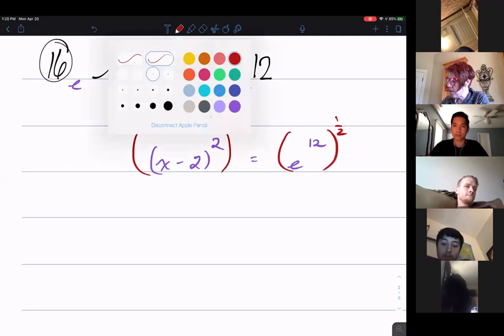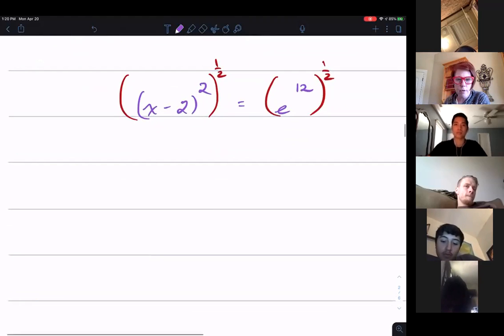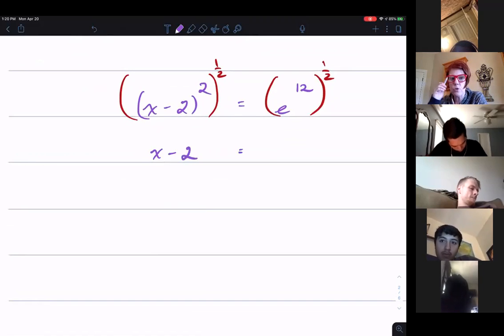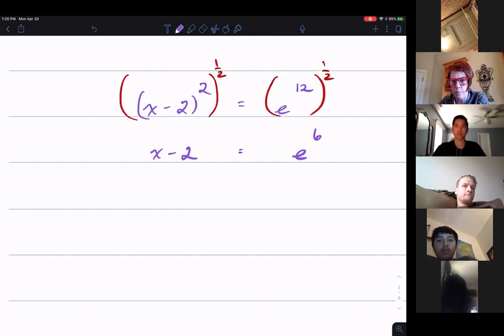So then on the left side, it's pretty easy to see that your powers cancel each other, leaving you with an x minus 2. And on the right side, e to the 12th to the half becomes what? E to the 6. Yes. I don't know if that would have been as obvious if you had written the square root symbol as opposed to the half power. Maybe it would have been. But personally, I think it's a little more obvious when you have the power version.